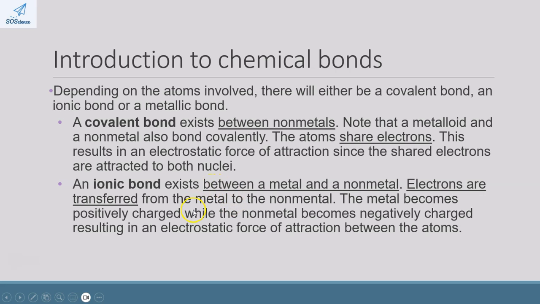So the metal becomes positively charged because it gives away electrons, while the nonmetal becomes negatively charged because it gains electrons. And now that one atom is positively charged and the other atom is negatively charged, there exists an electrostatic force of attraction between the atoms, which is what holds them together. That is the ionic bond that holds them together.